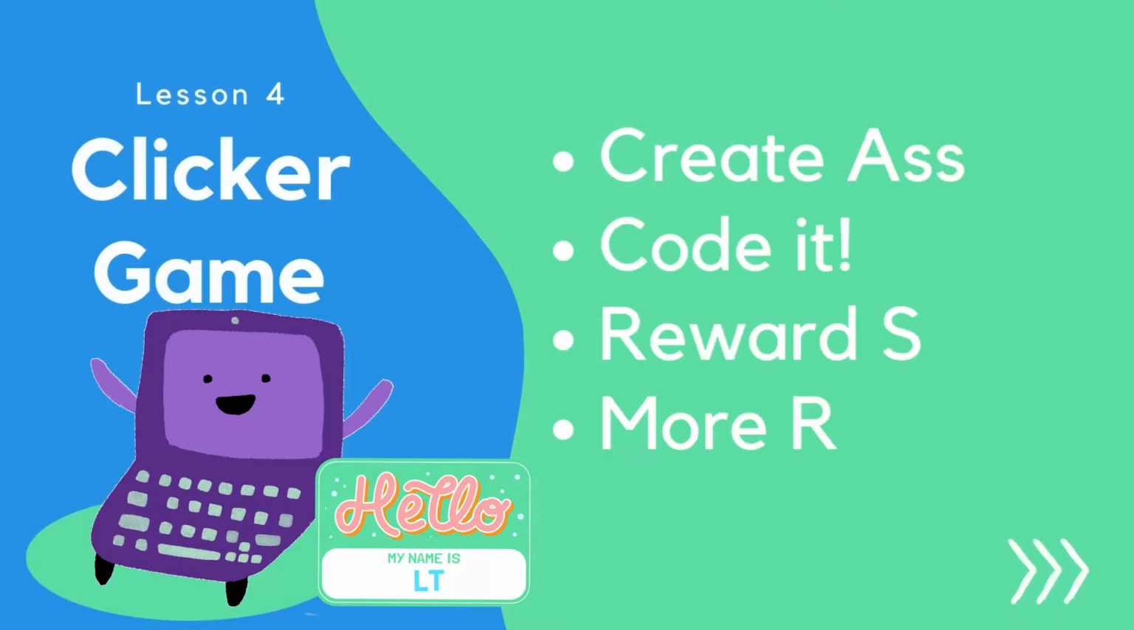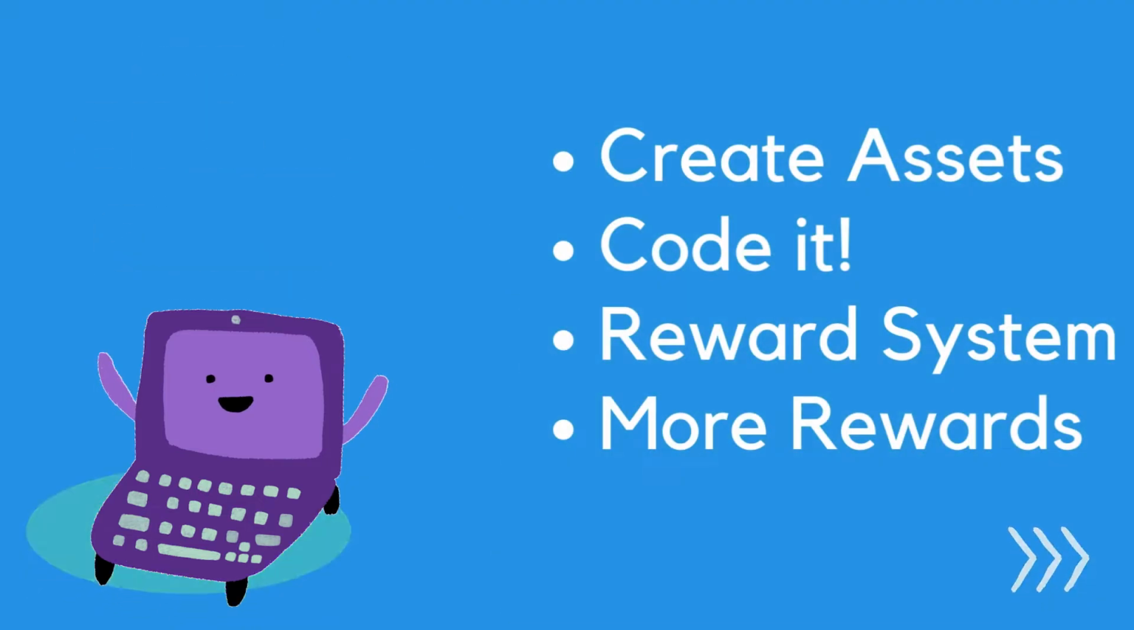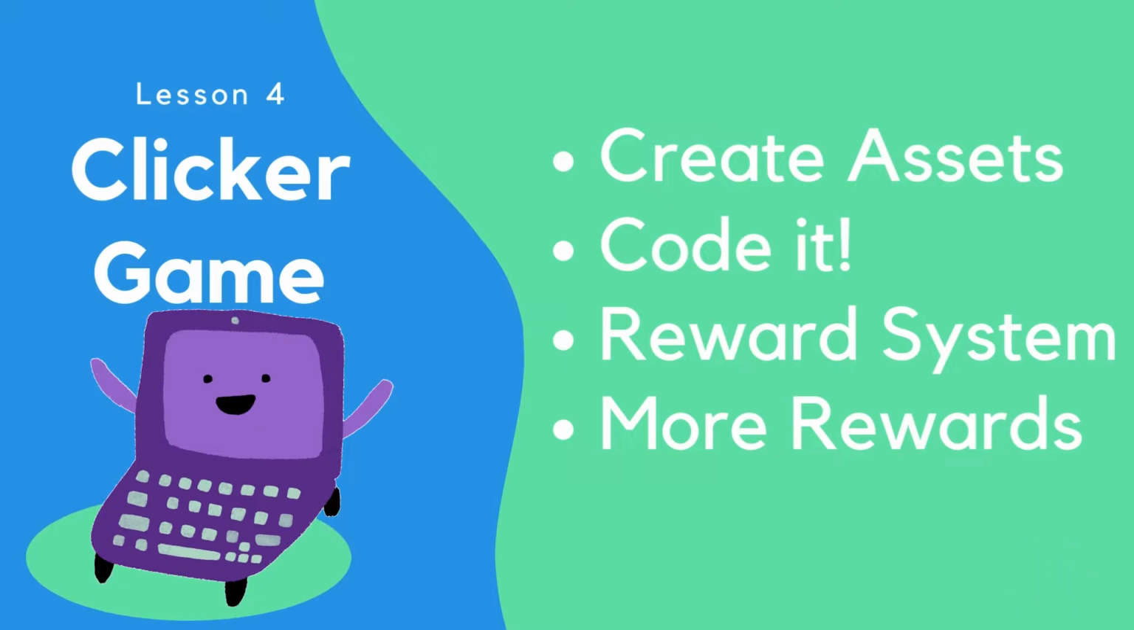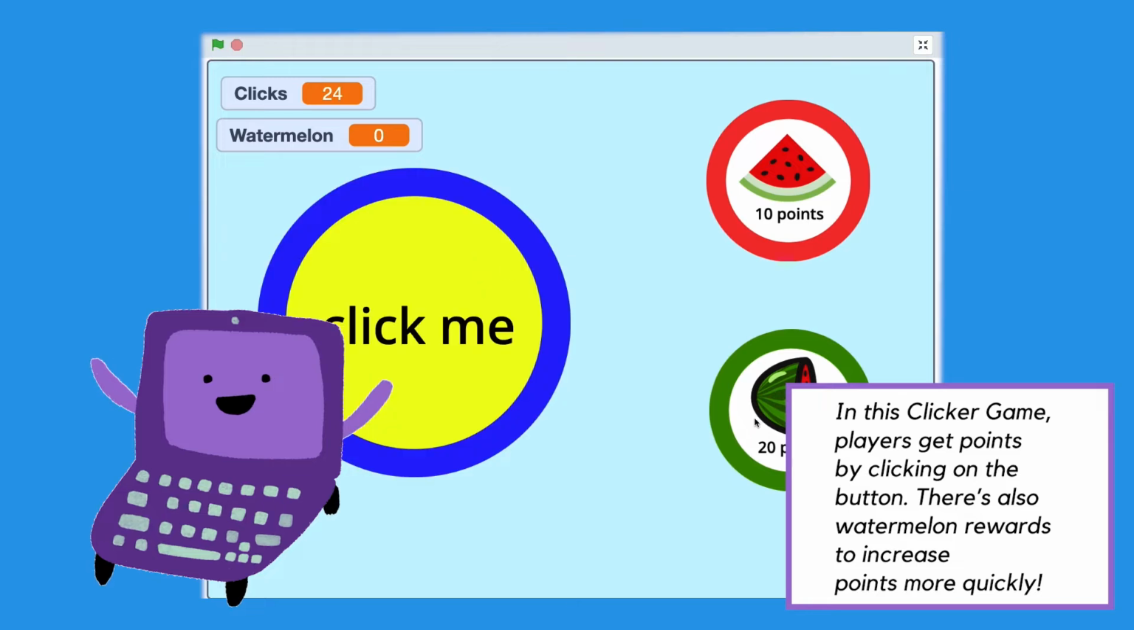Sup guys, LT here, and welcome to Lesson 4 Clicker Game, which is divided into 4 sections: create assets, and then code it, reward system, and we'll finish off with creating more rewards. Alright, so let me introduce the project. So basically in this clicker game, players get points by clicking on the button. There's also a watermelon reward system that helps players to increase their points more quickly.